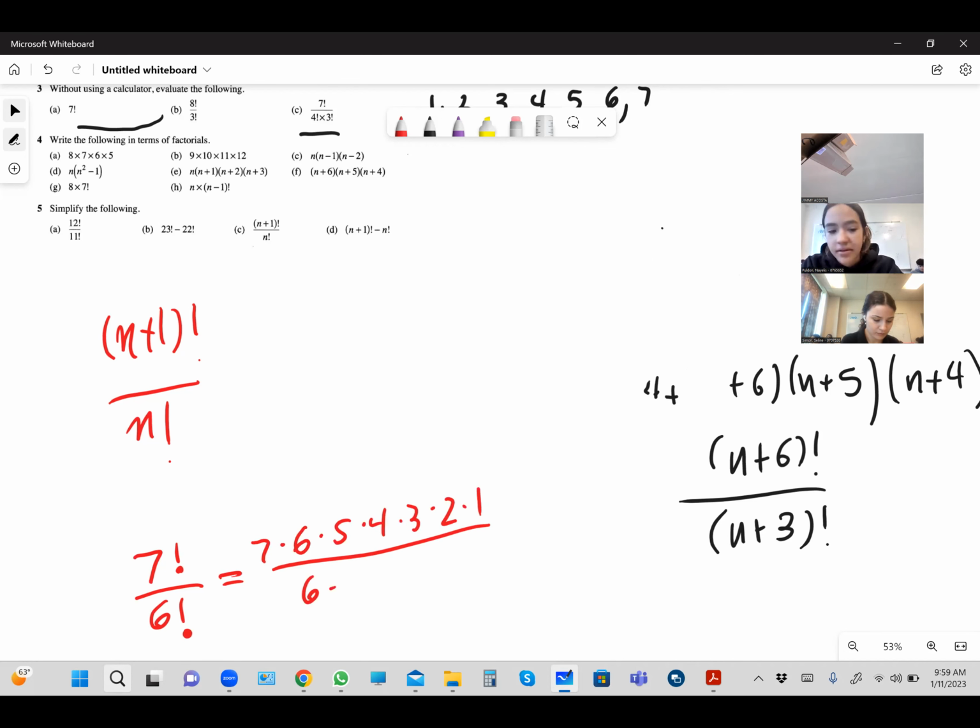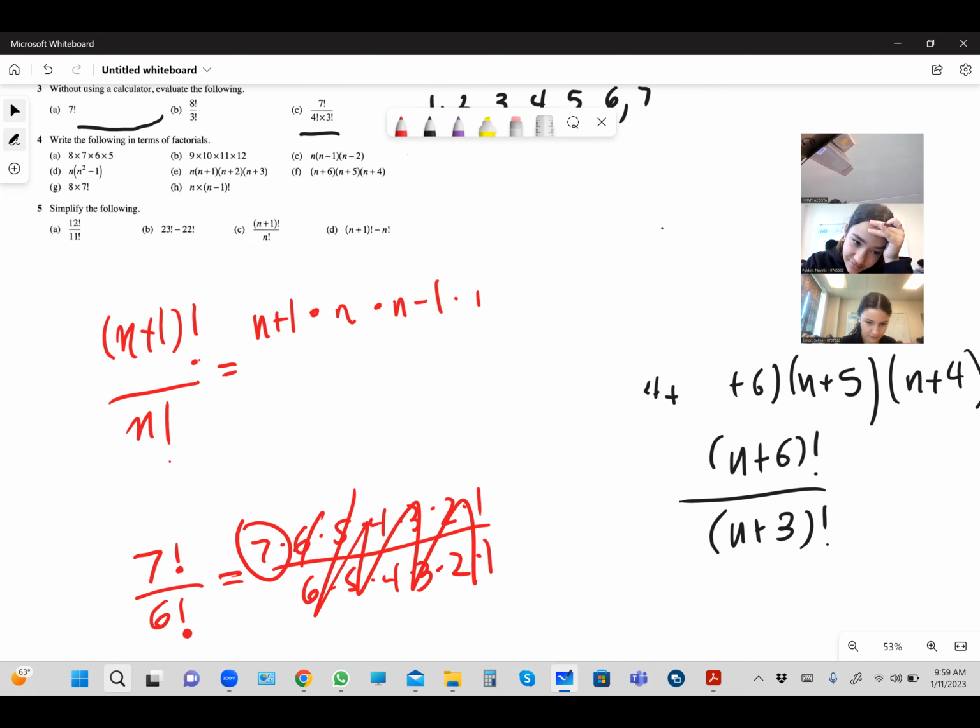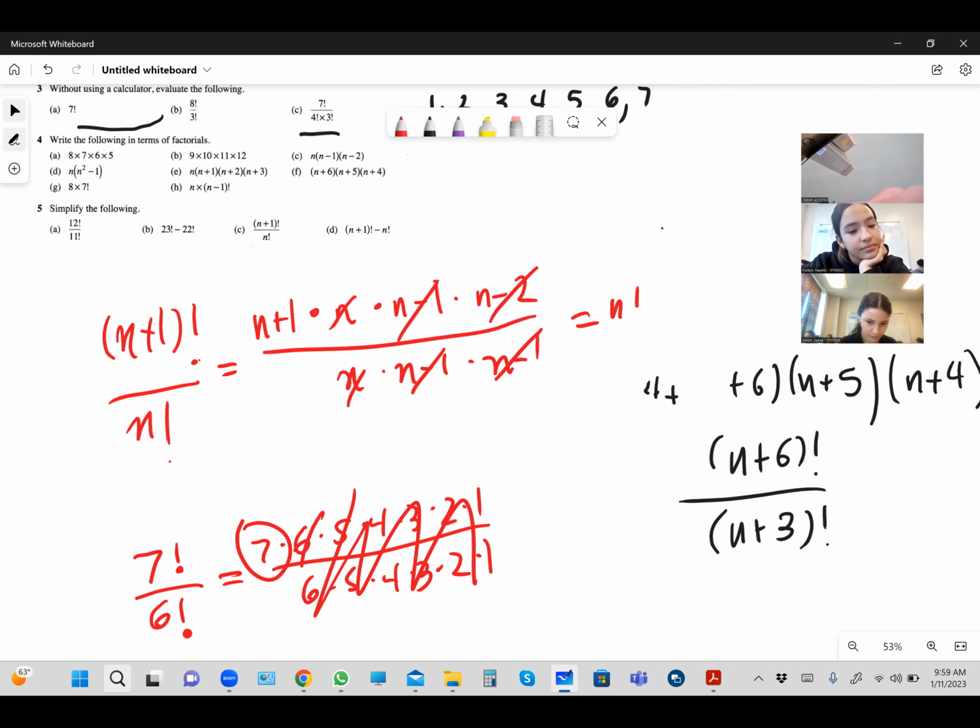So in this case, the same thing happens. This is n plus 1 times n times n minus 1 times n minus 2, and in the bottom, it's just n times n minus 1 times n minus 2. All these cancel. So we're just going to be left with n plus 1. Yay. Got it? Yes or no? Yes. Amazing.